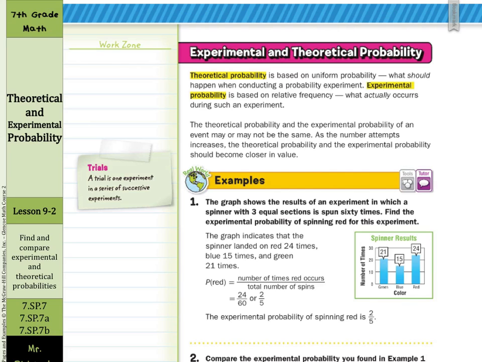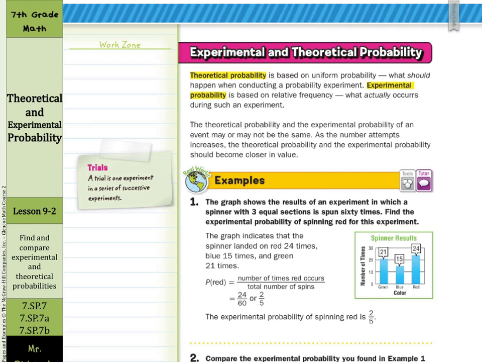In our guided examples, the graph shows the results of an experiment in which a spinner with 3 equal sections is spun 60 times. Find the experimental probability of spinning red for this experiment. The graph indicates that the spinner landed on red 24 times, blue 15 times, and green 21 times.